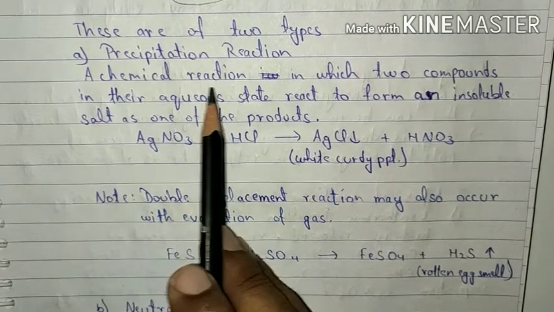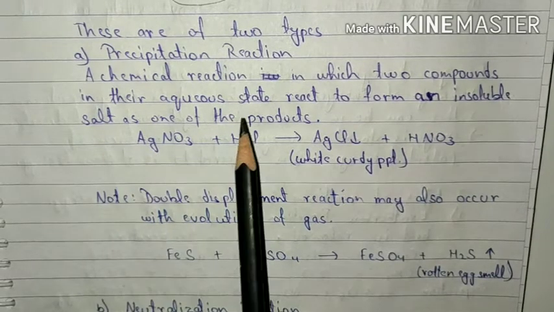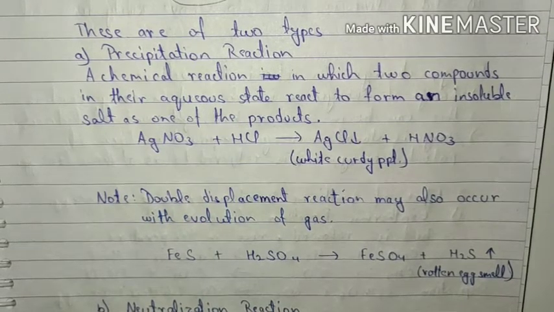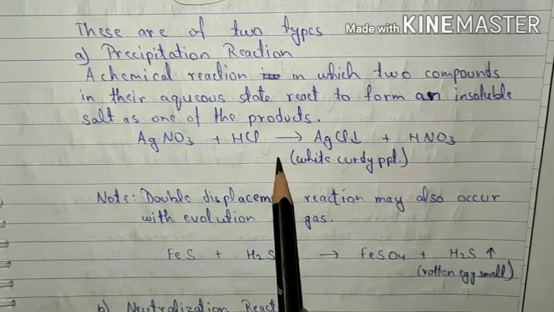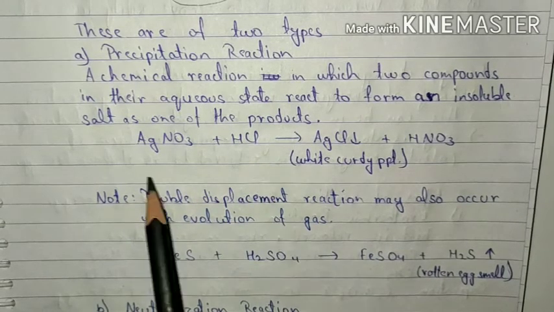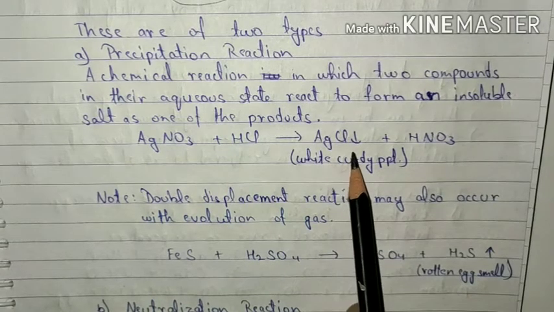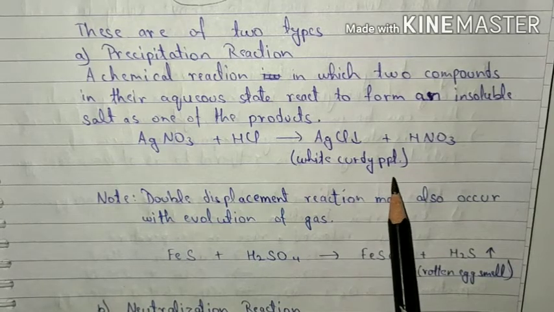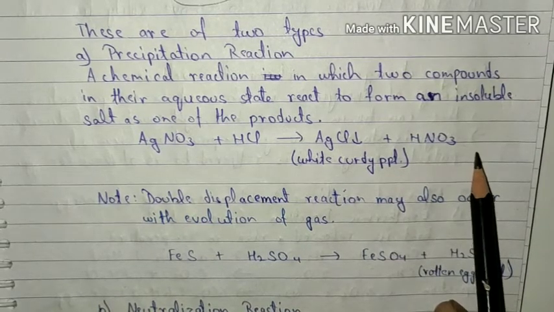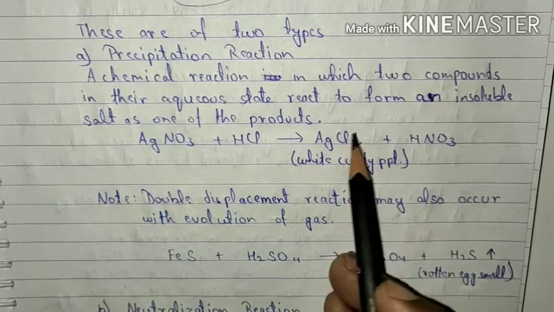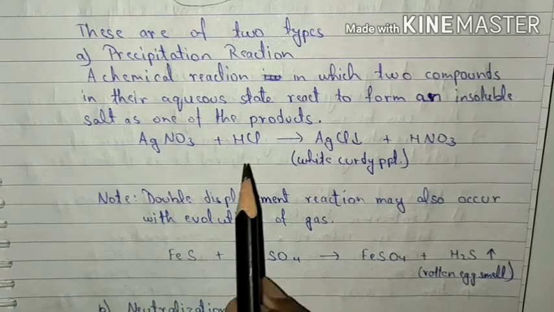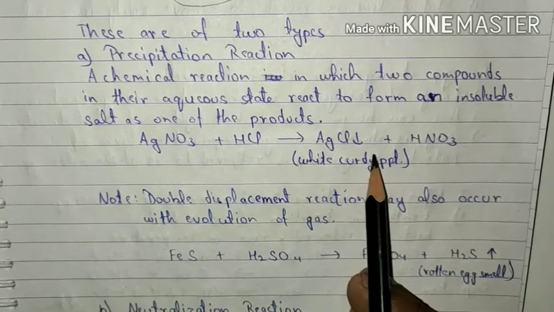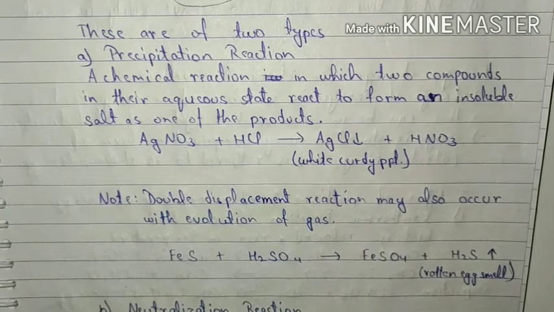Going by the definition, it is a chemical reaction in which two compounds in their aqueous state react to form an insoluble salt as one of the products. As you can see over here, we have taken silver nitrate and hydrochloric acid, both in aqueous state, and on reaction we are getting silver chloride, which is a white colored curdy substance in form of precipitate, and nitric acid. So what did we observe? That using two aqueous solutions we have produced an insoluble solid substance, silver chloride. So this reaction is known as precipitation reaction.